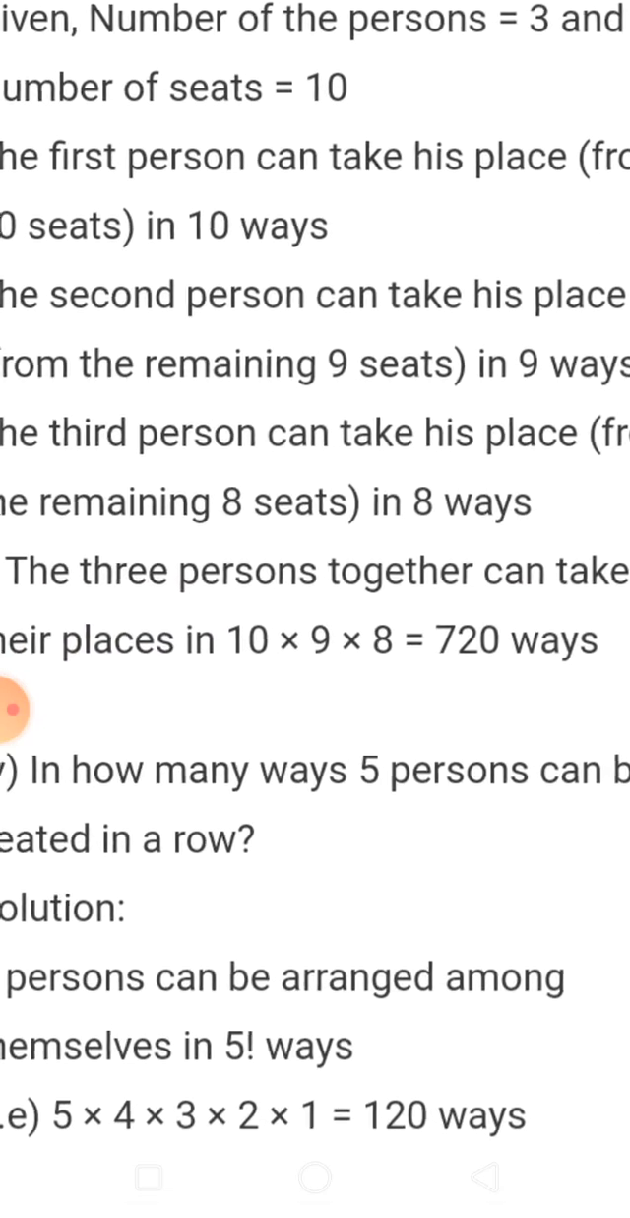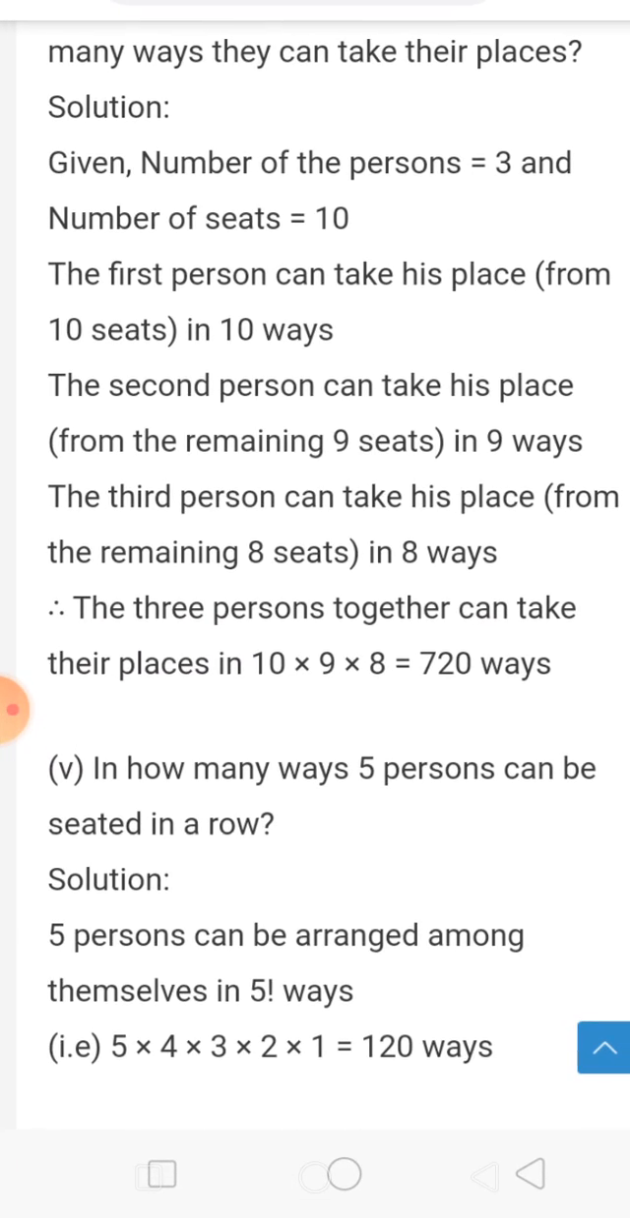Look at this. In how many ways can 5 persons be seated in a row? 5 persons can be arranged among themselves. So in how many ways can 5 persons be seated in a row? Which means 5, 4, 3, 2, 1. Same method.